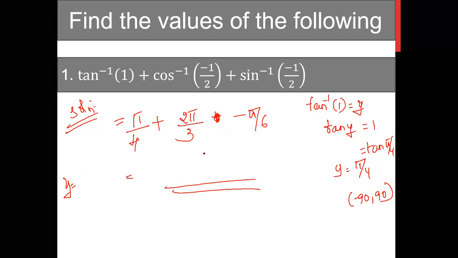Pi by 4 plus 2 pi by 3 minus pi by 6. Add these things and give me the answer. Whatever the symbol, if you have to add and then subtract, follow the BODMAS rule. First add the things and then you can subtract. So what is the answer? 3 pi by 4. Good students. You might have got 9 pi by 12, so if you cancel by 3, you'll get 3 pi by 4.